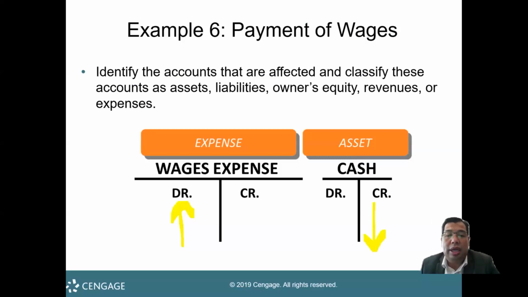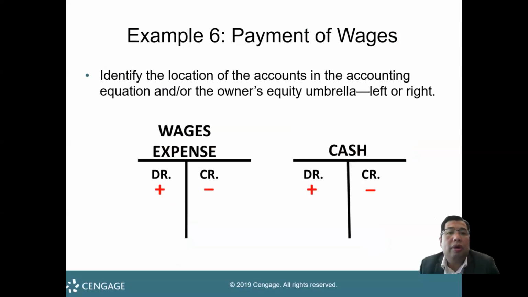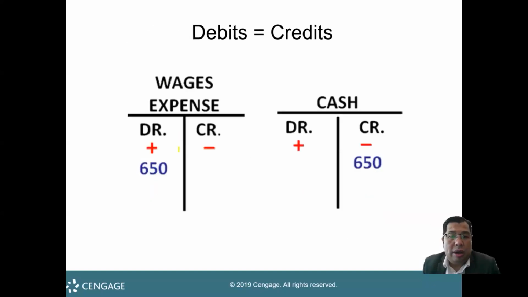So this is the thing that you should think of. Always remember, increase in expense, debit; reduction in cash or assets, you're going to credit the account. So our debit is 650 and our credit is also 650. So this is the correct transaction. One debit, another one will be credit.